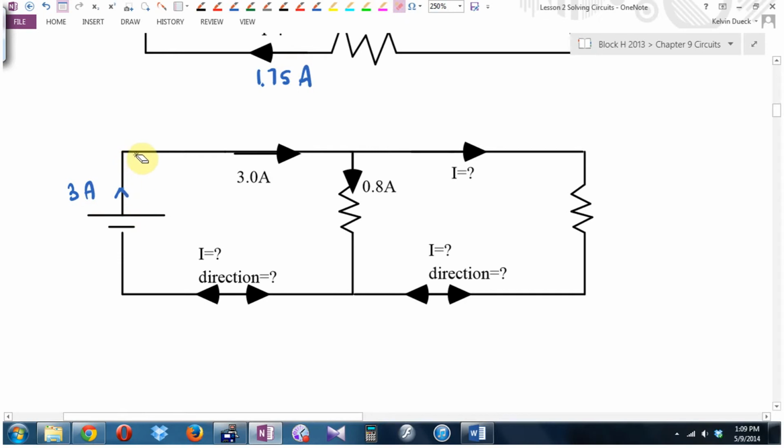Let's go skiing. Right here we come to a fork in the ski hill. Some skiers went down. How many amps went down? How many amps must have gone to the right if we started out with 3 amps? 2.2. Is that okay? 2.2 amps went this way, because there's still my 3 amps. You see it, Micah? 2.2 amps went this way.